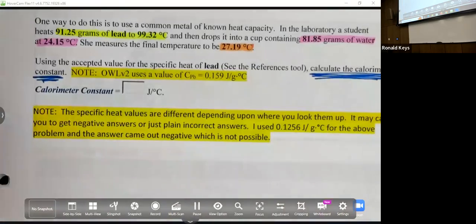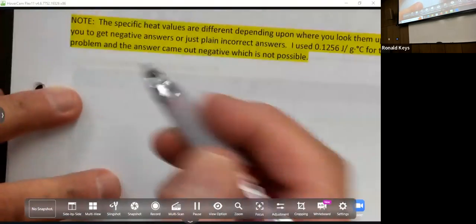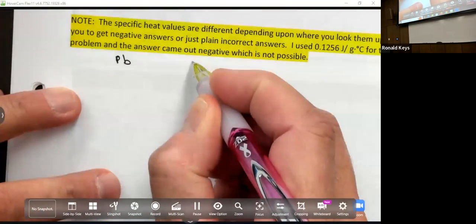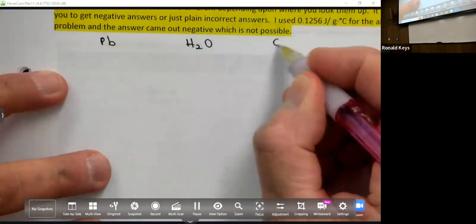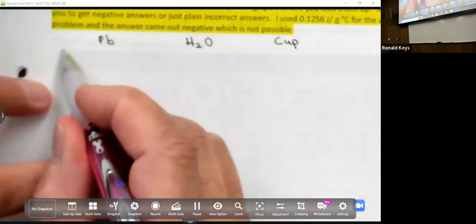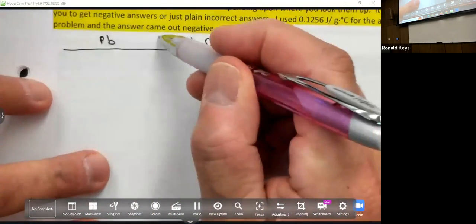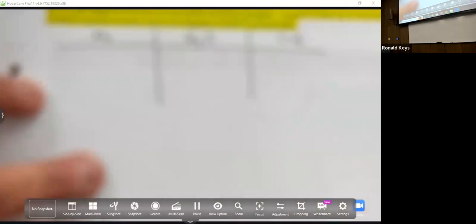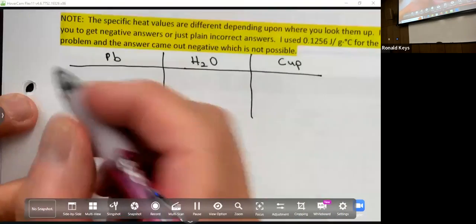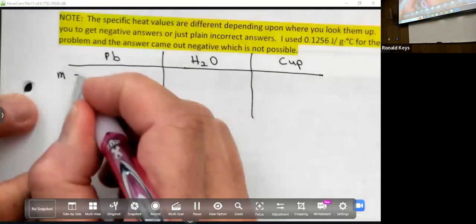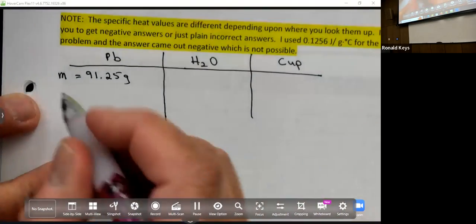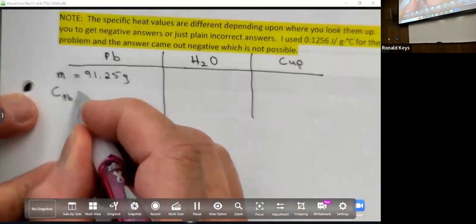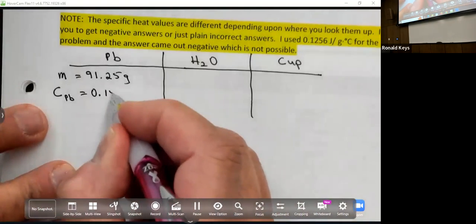So let's do the same chart to make sure we've got everything here. So we're going to have some lead. We've got some water, and we've got the cup again. Now, our mass of lead, 91.25 grams. And our specific heat of lead is 0.159.